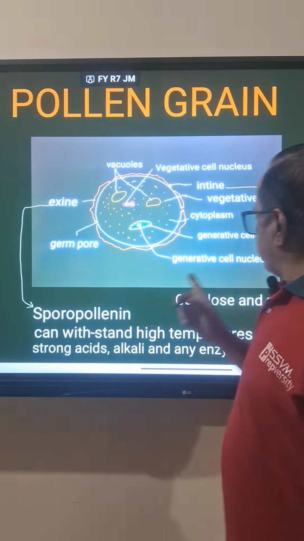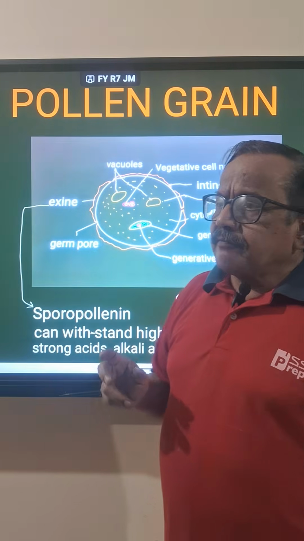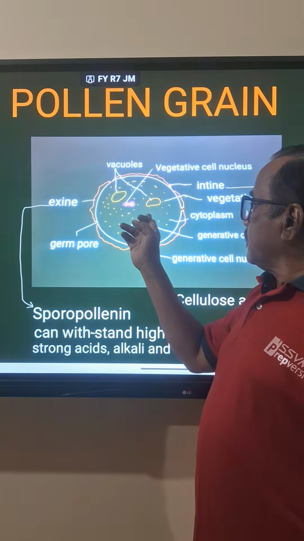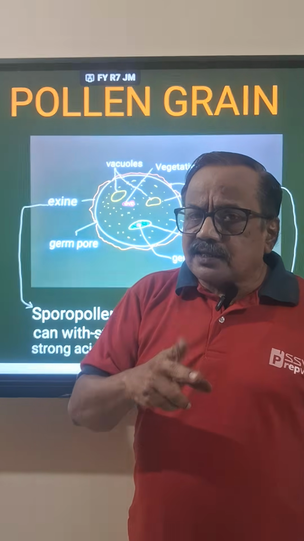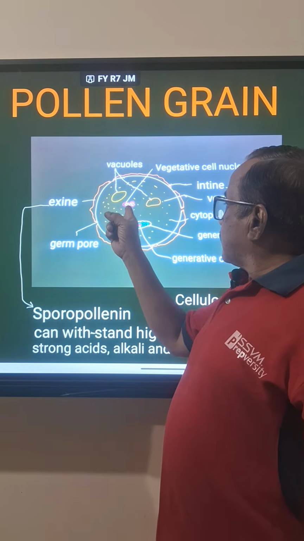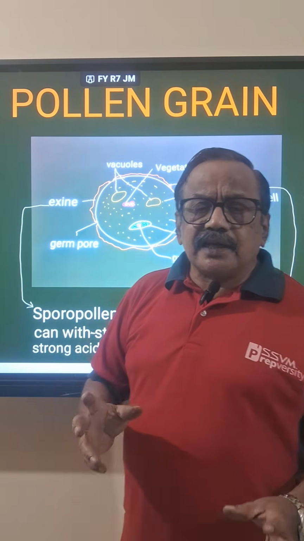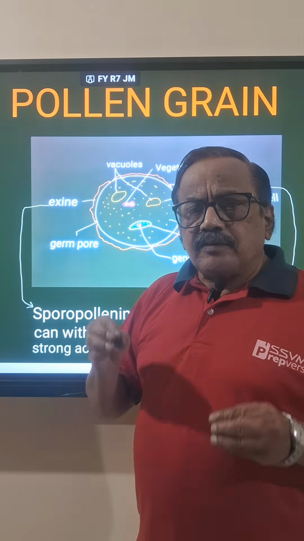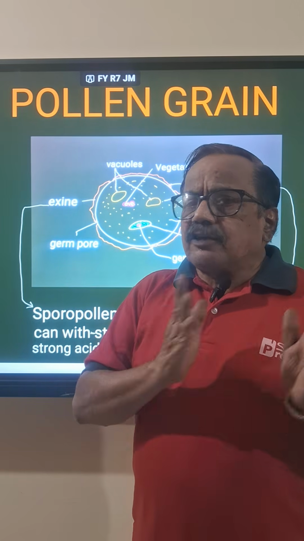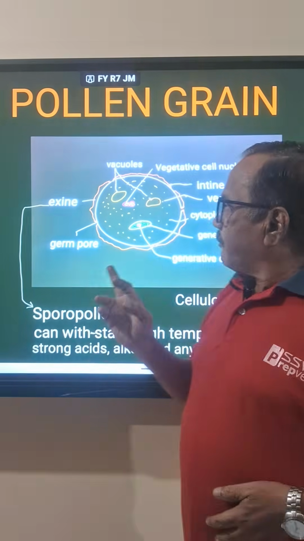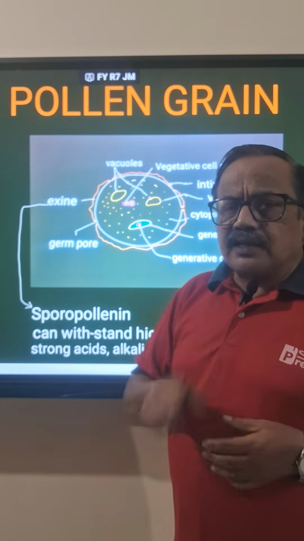The intine is made up of cellulose and pectin, and it is a continuous layer. The pollen grain contains two cells: the big cell is called the vegetative cell, and the small one is the generative cell. Both cells are formed by mitotic division, as shown in the diagram with the spindle fibers. It forms two cells, one bigger and one small.